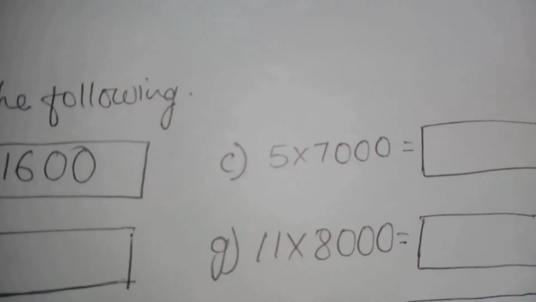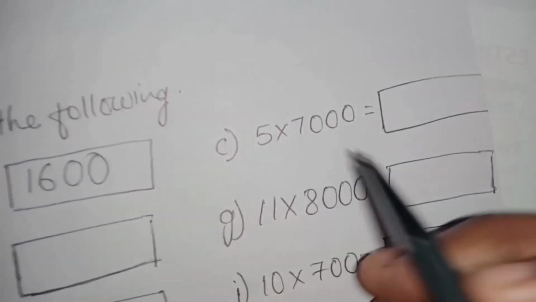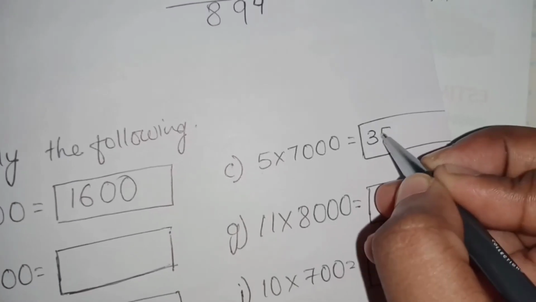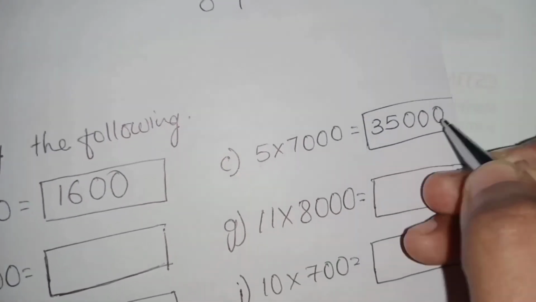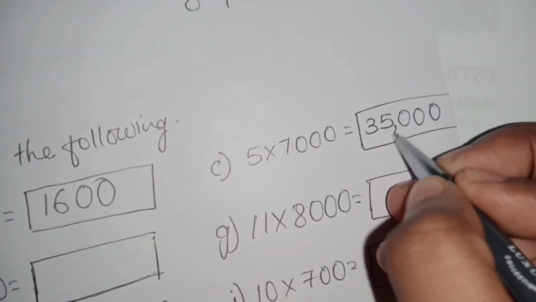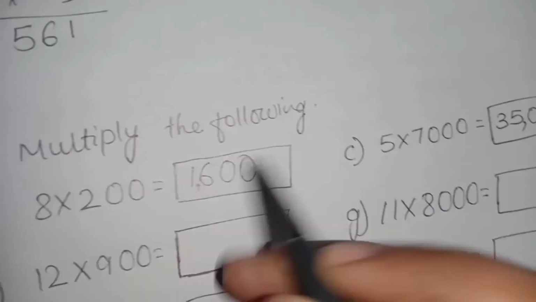Now number C. 5 into 7,000. So 5 7 ja how much? It is 35. 5 7 ja 35. And you will add these three zeros. You can even put the comma after 3 and 2. You can put the comma also.